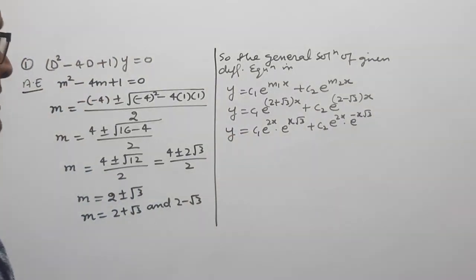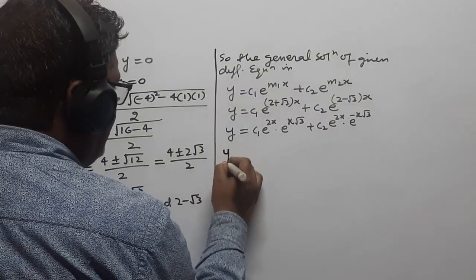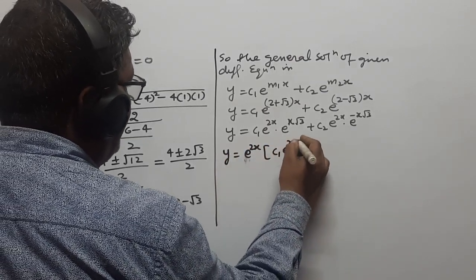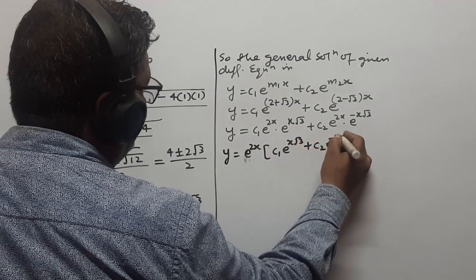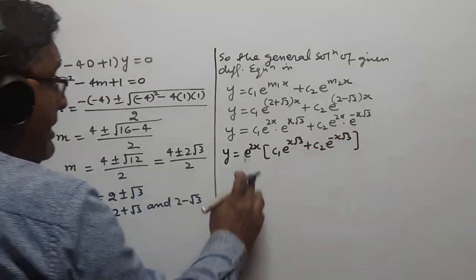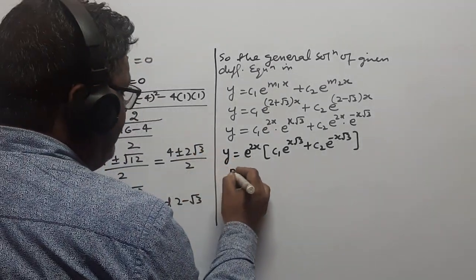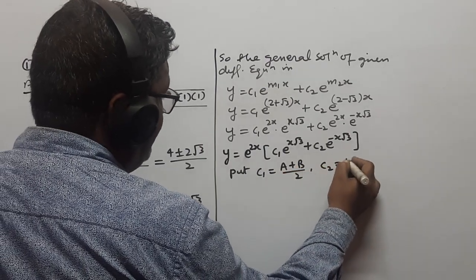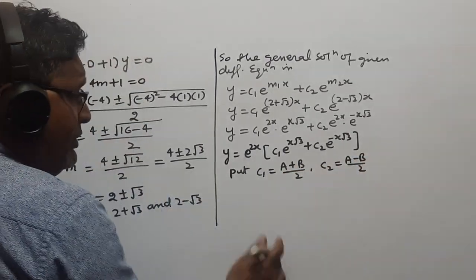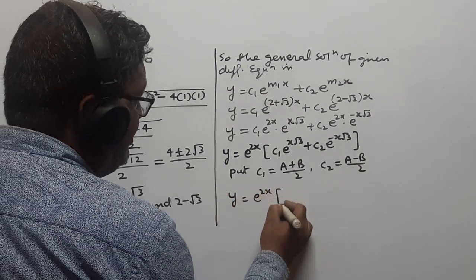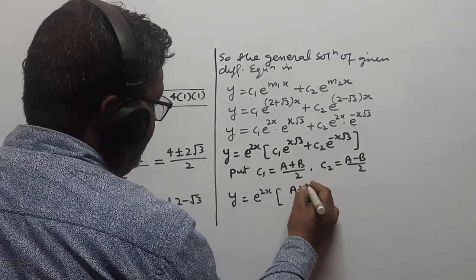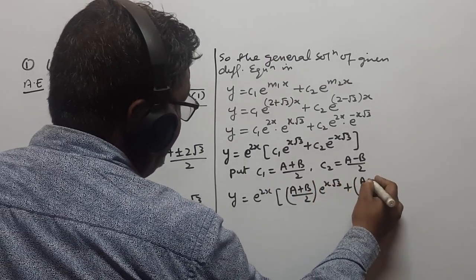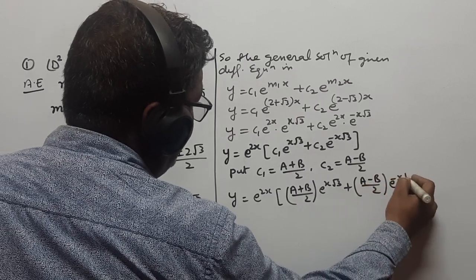So taking e to the power 2x common, we get c1 e to the power x root 3 plus c2 e to the power minus x root 3. Now, if we put c1 equal to a plus b divided by 2 and c2 equal to a minus b divided by 2, this can be written as e to the power 2x times a plus b divided by 2 e to the power x root 3 plus a minus b divided by 2 e to the power minus x root 3.